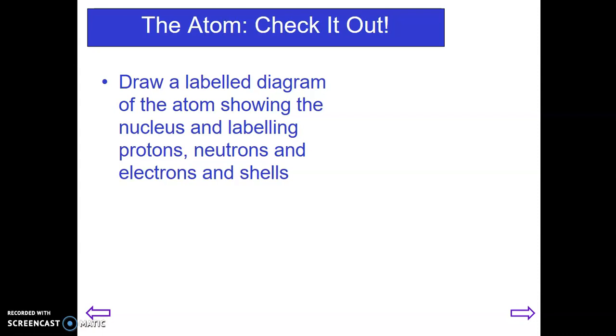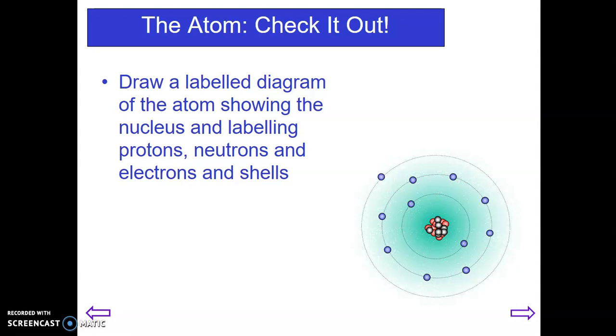Okay, so hopefully if you were going to do that, you've had a go at it, we can see how accurate you've been. Now, a generic diagram of an atom would look a bit like that. You have a nucleus in the middle, containing 2 types of the subatomic particles, we'll come back to those in a minute, and you have shells around the outside containing the 3rd type.